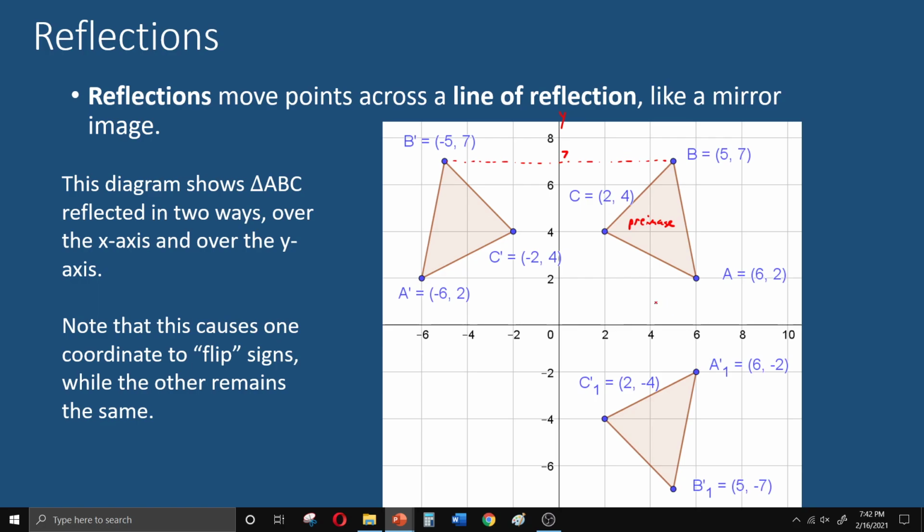Likewise, if I go this way over the x-axis, that has the effect of keeping the x-coordinate the same, but changing the y-coordinate. My 2 becomes -2.